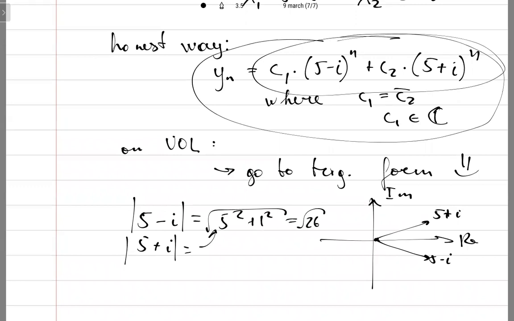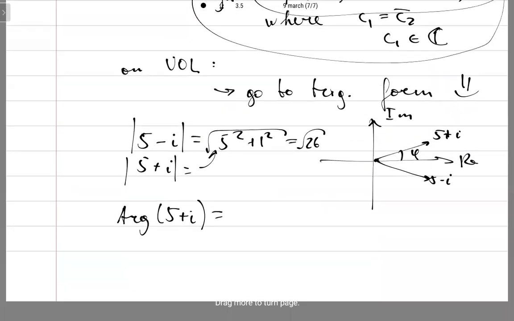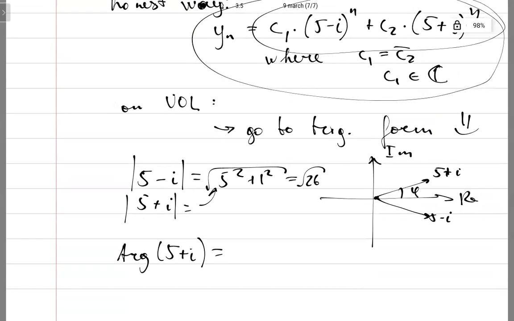Yes, you are right. And we also need the argument of one of them. They have opposite arguments up to the addition of 2 pi. Let me calculate the argument of 5 plus i. What is the argument of 5 plus i? Arctan 1/5. Yes.